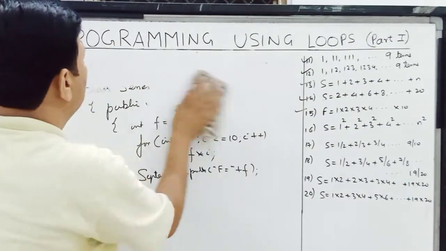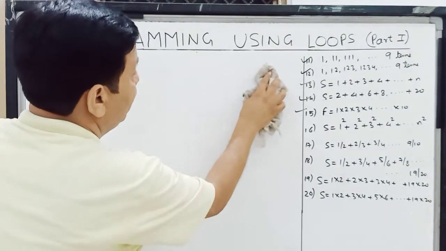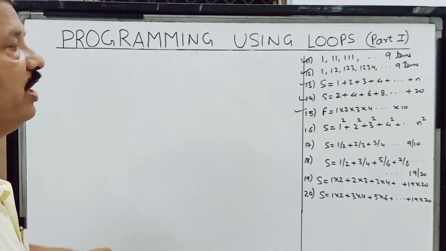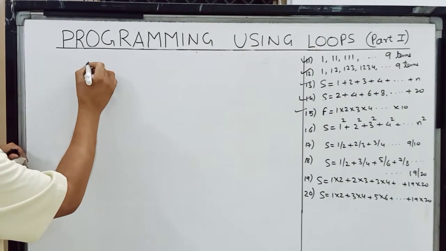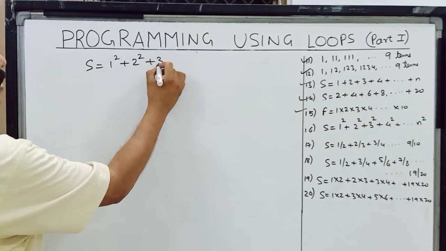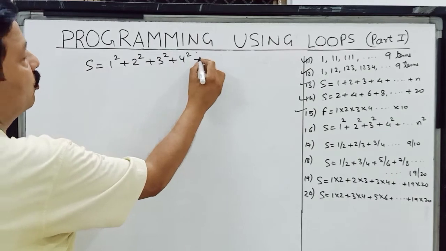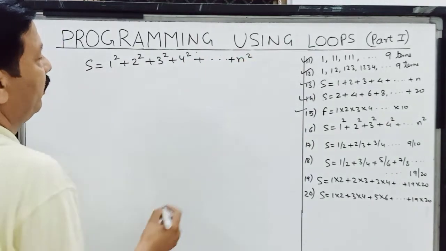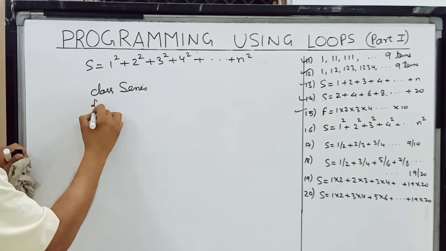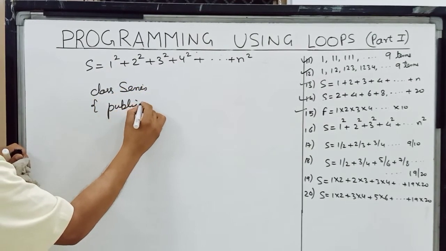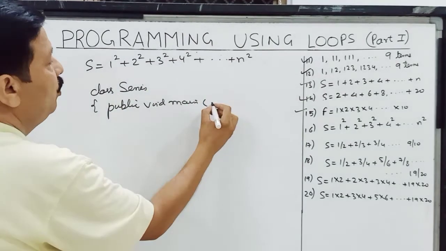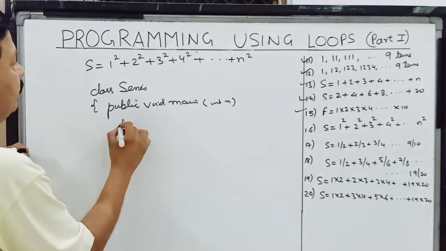So children, now we move on to the next series, and these series, I am telling you, are very important. In my next video I am going to cover all the series which have come in the board also. So the next series is s is equal to 1 square plus 2 square plus 3 square plus 4 square till n square. So children, class series, public void main. Now an unknown term has come over here, so I will input it.